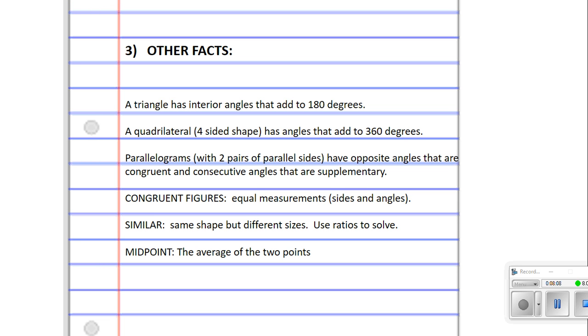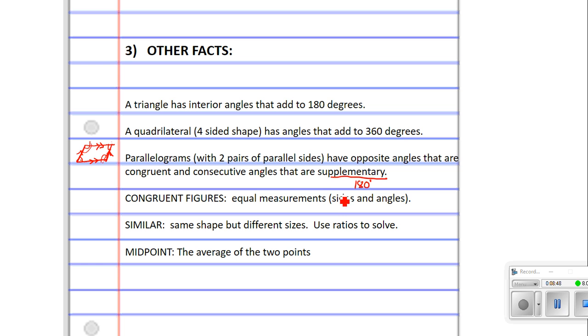Parallelograms have 2 pairs of parallel sides. Remember what that looks like again. 2 pairs of parallel sides. Sometimes they note these parallels with little arrows, and double arrows, so you know which ones are parallel. They have opposite angles that are congruent. So opposite angles are congruent. These 2 are congruent, these 2 are congruent. And then they have consecutive angles that are supplementary. So the 2 that are in a row add up to be 180 degrees. Supplementary is 180. And consecutive means right next to each other.